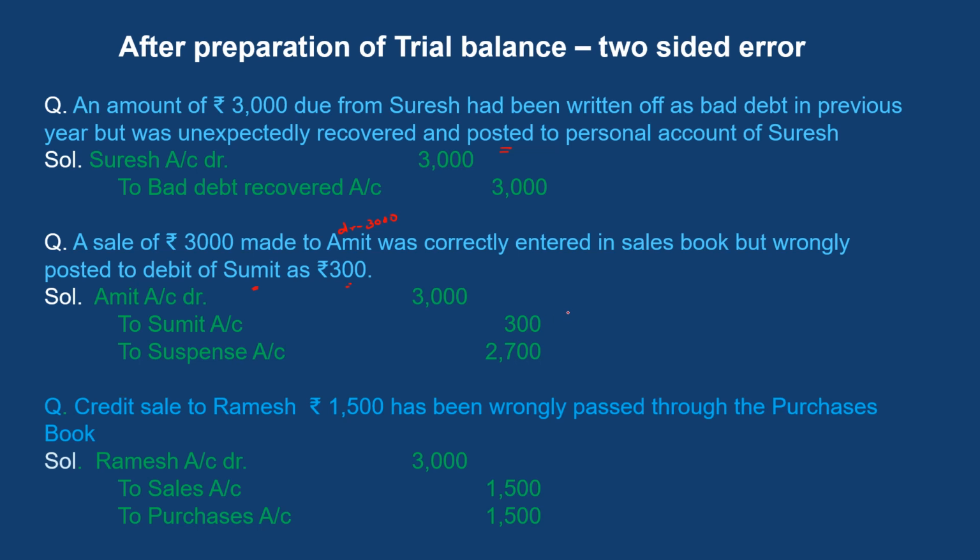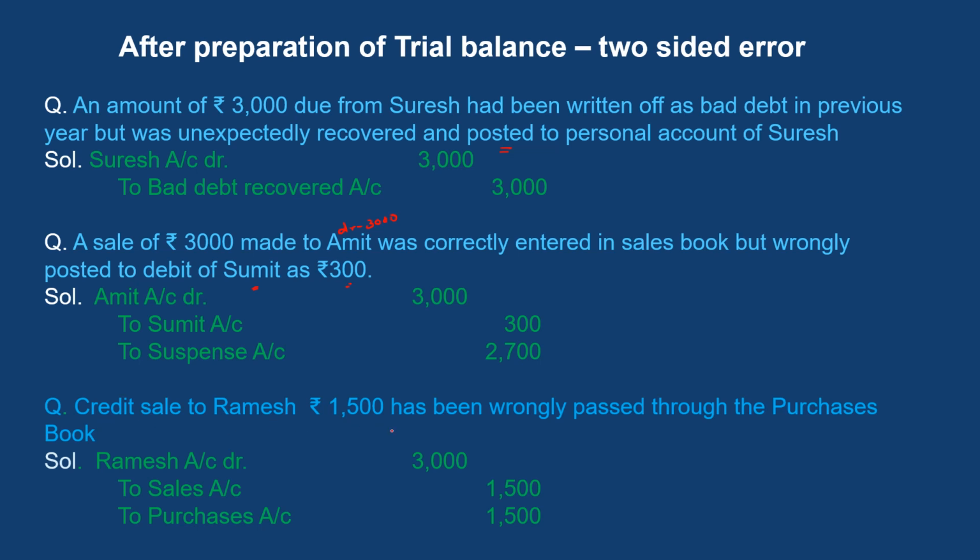So do you see here that although there are two accounts involved and the effect is going to two accounts, still you have to use suspense account. So there is a possibility that after preparation of trial balance, in two-sided errors also, you can be using suspense account in this type of errors. Further, one more we will do.